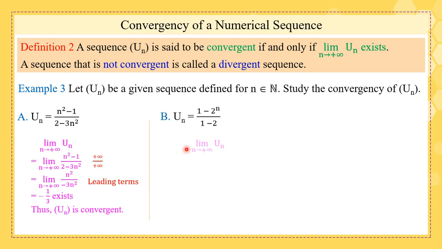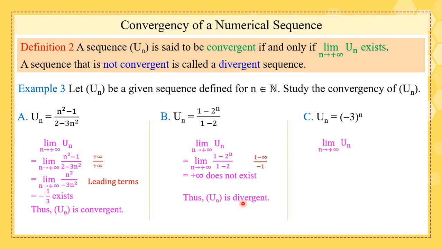Well, this sequence, we find its limit. Remember, 2 is greater than 1. So the limit of this quantity specifically is positive infinity multiplied by a minus becomes negative infinity over negative 1, which is positive infinity, which does not exist, so the sequence is divergent.